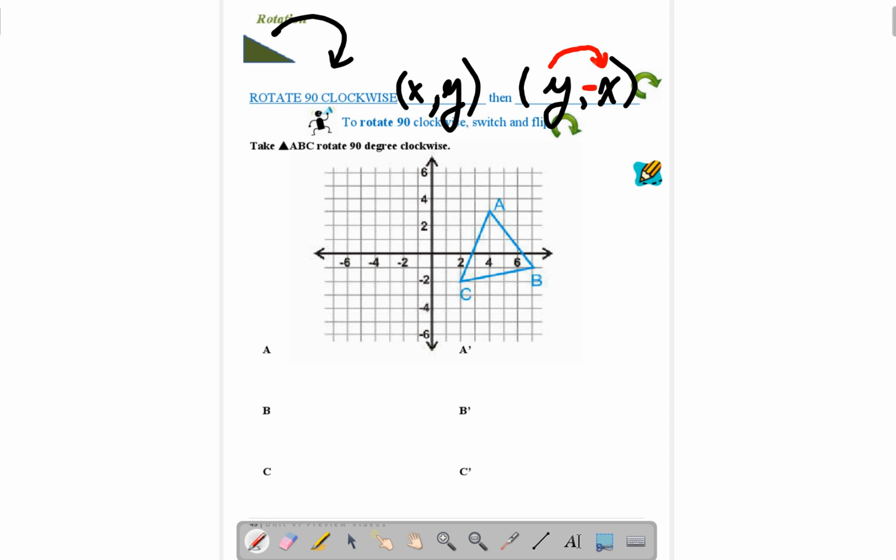To rotate 90 clockwise, switch and flip to the right. This means go to the right because that's clockwise. Let's do this one together. It's very important you do this in 2 distinct steps. Let me show you what I mean. Same points here we've been using.